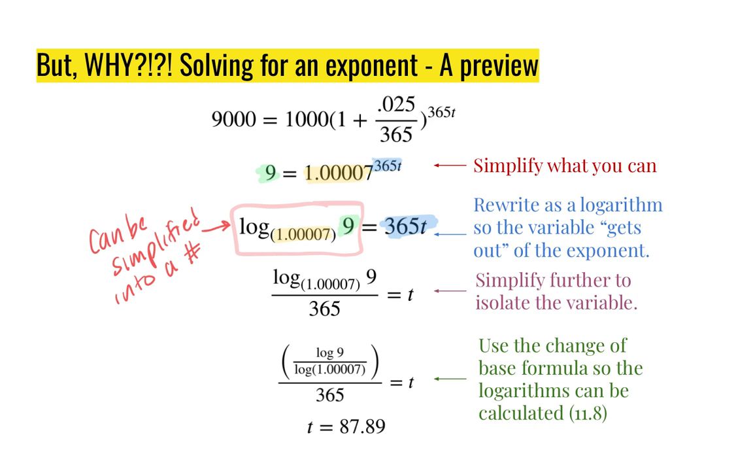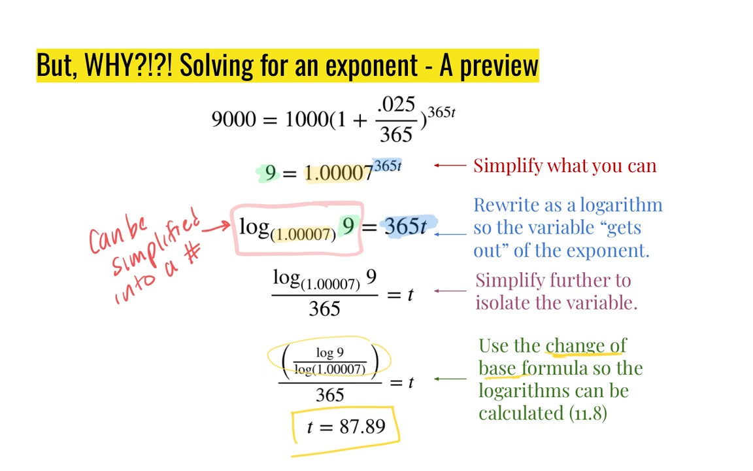Divide both sides by 365, of course. I'm using the change of base formula right here, is what this is called. That will be the last section you do in this unit, is just a way of being able to actually input this into a calculator. Effectively, it's a property that we can take advantage of. And then this whole expression gets simplified into a single number, and we are able to solve and say that t equals 87.89.